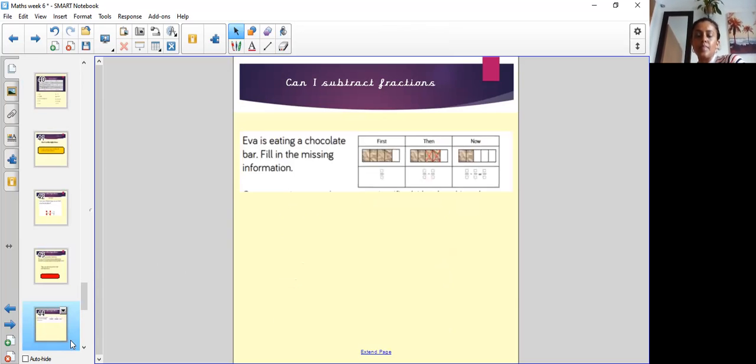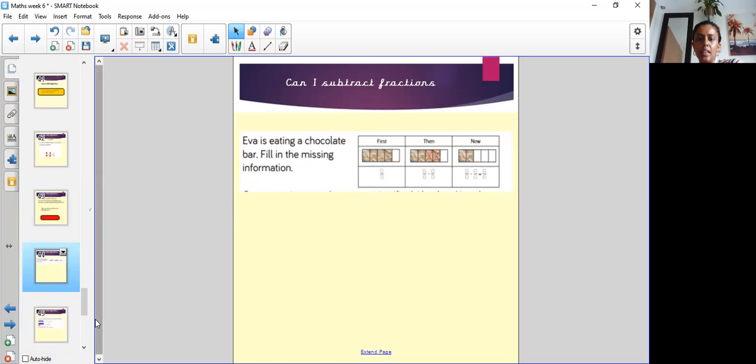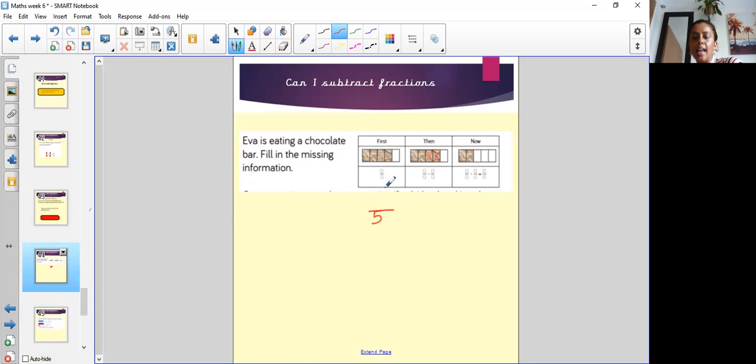So here is an example. Eve is eating a chocolate bar. Fill in the missing information. So first, Eve has, let's find out. So first, Eve has 1, 2, 3, 4, 5. So in total, she's got 5. And 1, 2, 3, 4. 4 is how many chocolate bars she has.